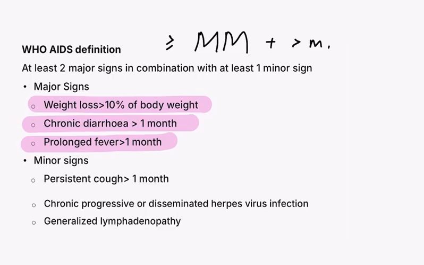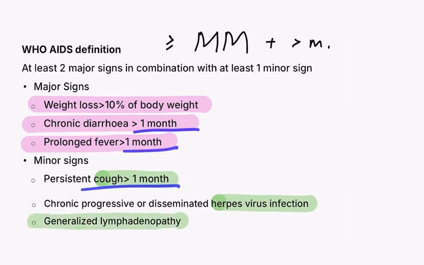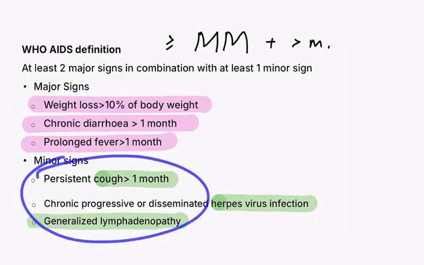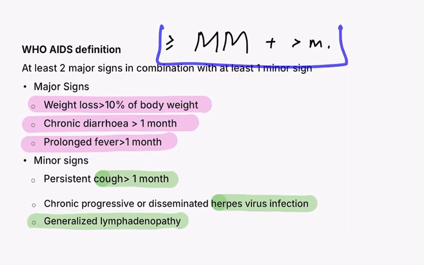Now everything else is going to come under minor criteria, like cough for more than 1 month. That could have been because of HIV or it could have been because of an opportunistic infection like TB. Further, there could be some disseminated herpes infection or there could be generalized lymphadenopathy. Please, when I say 1 month, 1 month, 1 month, they ask you which of these 1 month criteria are major and minor. So fever and diarrhea are major, cough is going to be minor. Repeating, out of the major criteria, at least two should be present, and out of the minor criteria, at least one should be present. This combination would be the AIDS definition by WHO.